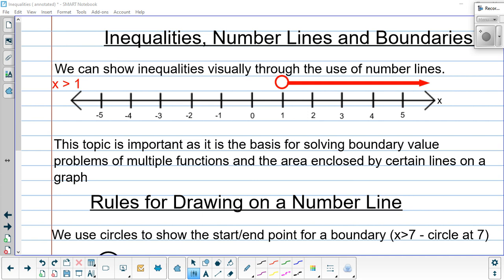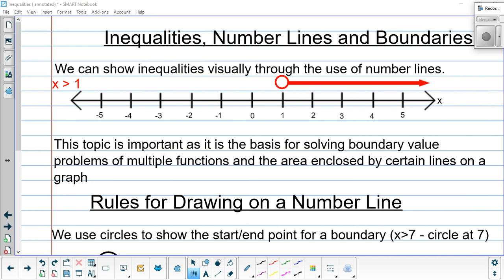Well, the way we do this is, notice this x is greater than 1, and that is the inequality we're trying to represent. So notice that it points towards all the values to the right, because those are all the values that are bigger than 1.